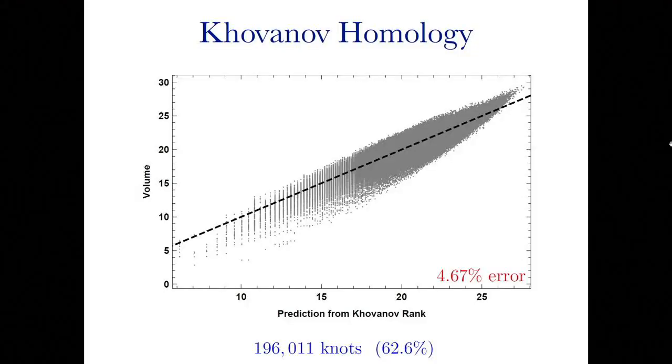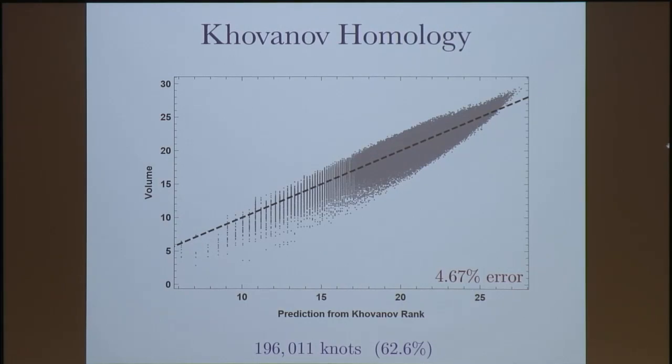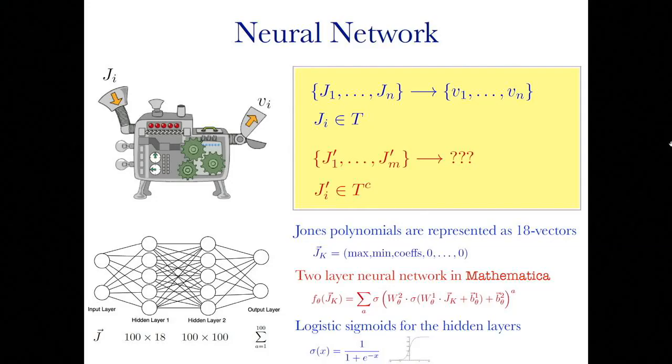If we apply the Khovanov rank to encoding the volume, we find that it's a reasonably good fit, but there's a 4.67% error in using this rank to predict the volume. So let's use a neural network. We just train with various values of the Jones polynomial, and we tell it the volume, and we ask to see how it performs on unseen data.